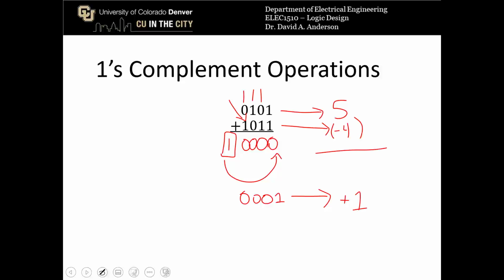So ones complement operations do work. Again, it's not terribly efficient because of the fact that we have a positive and a negative 0.